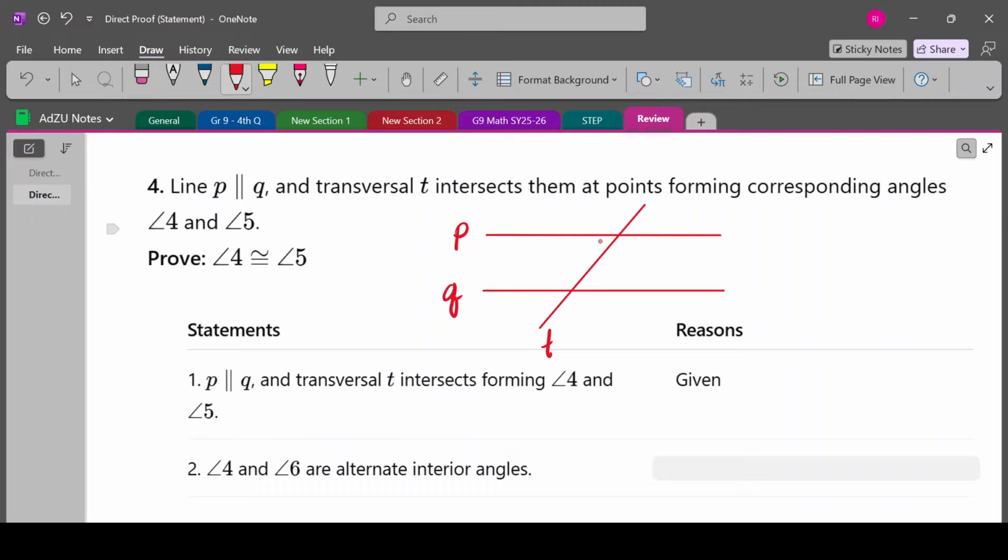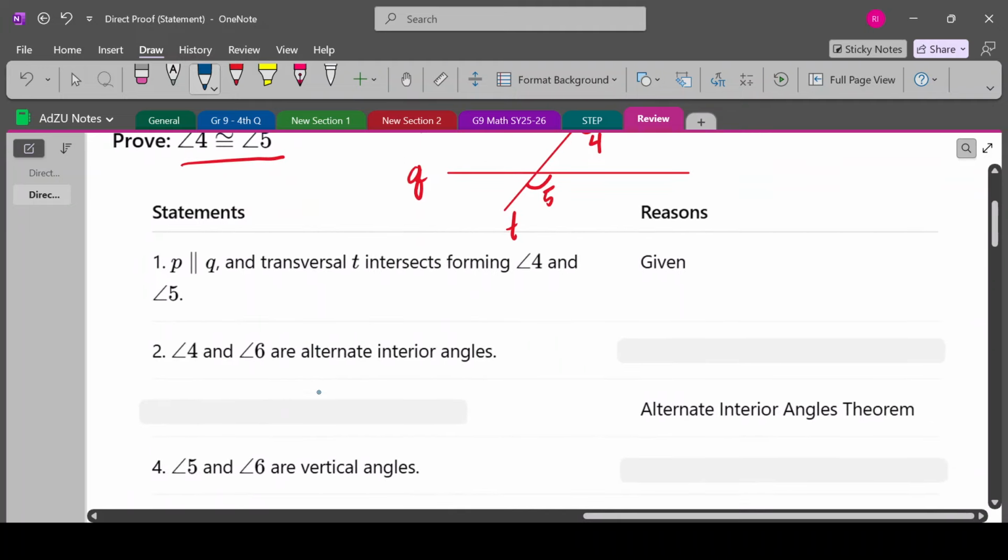Hanap tayo dito, let's say, dito na lang, no? Angle 4 and angle 5. The relationship of these two angles is corresponding angles. So we have to prove that these two are corresponding or congruent based on this statement.